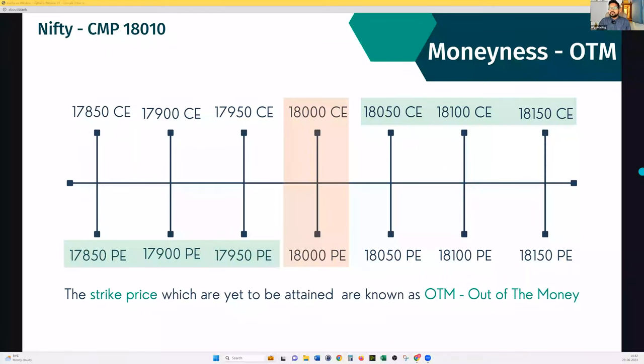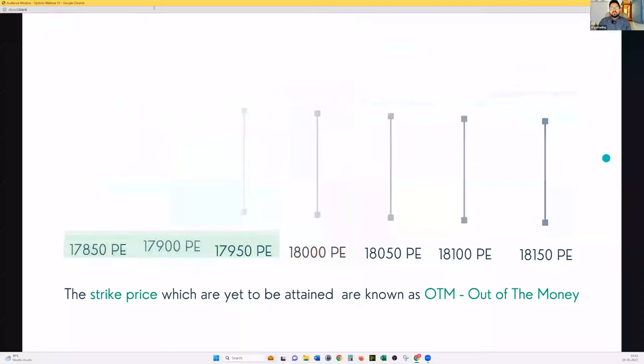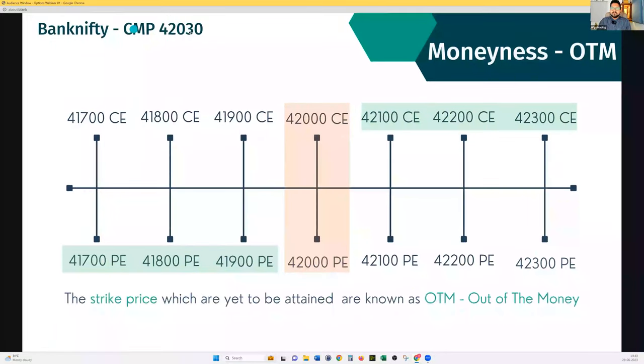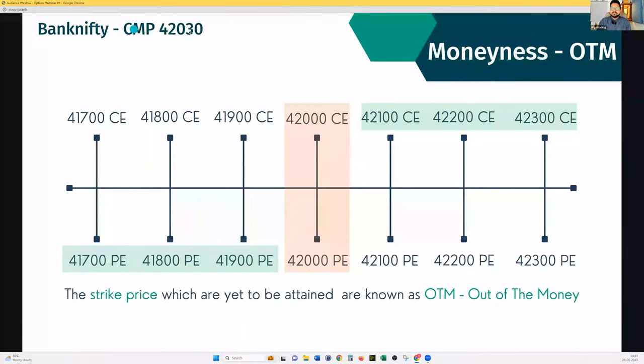Are known as out of the money. Okay. So now, in Bank Nifty, it's similar. Market is trading at 42,000. And you guys know very well, market needs to go to 42,100 and then 200 and then 300. Okay. And in the put side, it's very simple. Market needs to come down, right, in order to attain it.